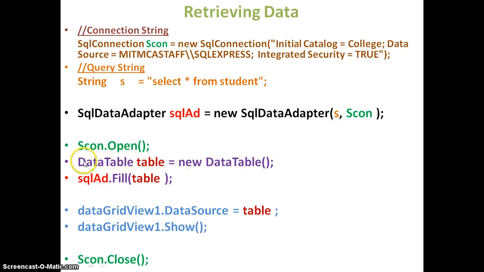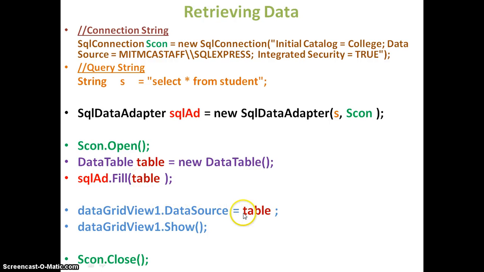So we make use of a DataTable class, where we fill in whatever we have received from the database. This is where we have retrieved from the database, and this is the table which we are trying to store in. We are storing the complete data from the data adapter into the table. So rows and columns, the complete data is available.